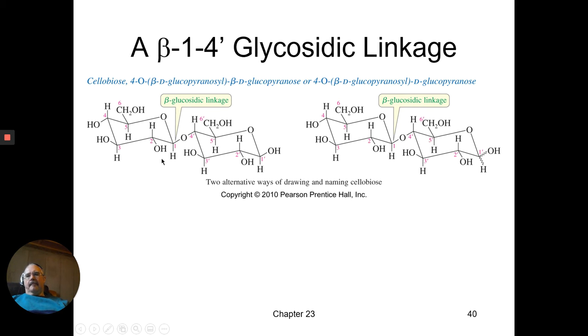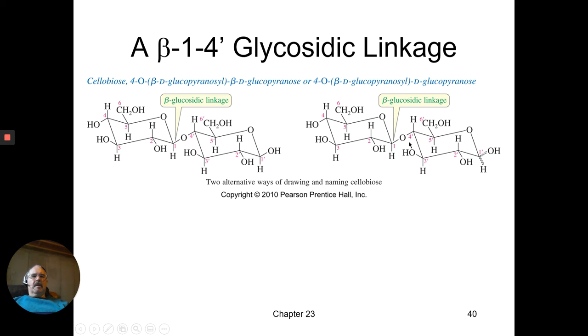Okay, and if the first glucose has the anomeric carbon in the beta configuration, we have a 1 to 4 prime beta glycosidic linkage. These are both glucose molecules. This is a compound called cellobiose. Okay, and this is the long name for cellobiose.